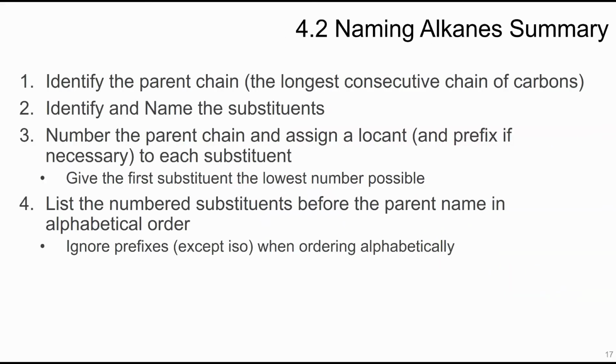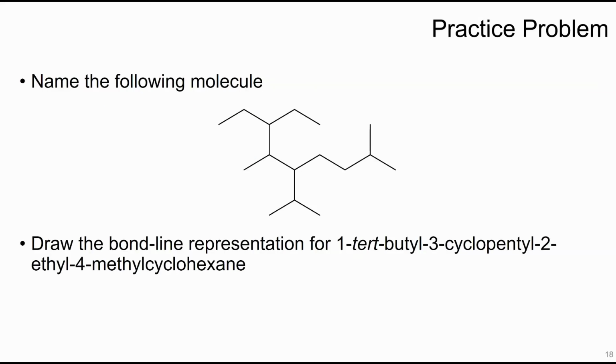Just to summarize, you're going to identify the parent chain, so that's the longest consecutive chain of carbons, identify the name and substituents, number the parent chain and give the substituent a prefix if needed, and you want to give that first substituent the lowest number possible. List the numbered substituents before the parent name in alphabetical order, and ignore prefixes like di, tri, tetra, except iso, when ordering alphabetically. So to name this one, we've got to find the longest carbon chain.